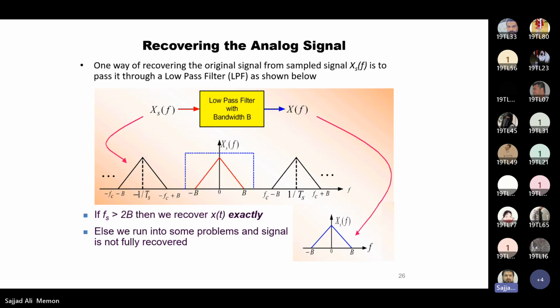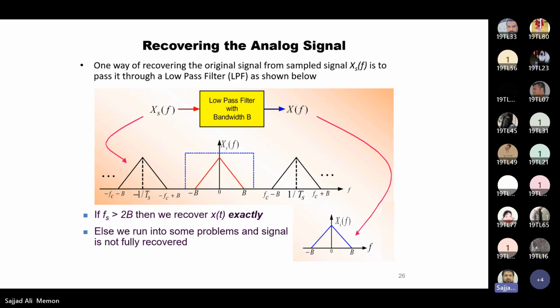After this, we have recovering of the analog signal. So once we converted an analog signal to digital for a transmission purpose, then at the receiver we need to recover this digital signal, convert it back into analog, and then recover this analog signal.